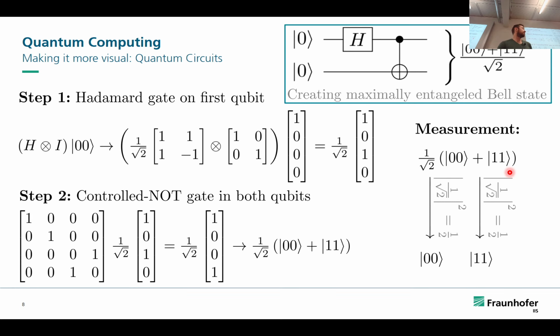And that's also one of the key ingredients we use in quantum computing, because this allows us to do operations not only locally on one qubit, but simultaneously on entire subsystems of the qubits.